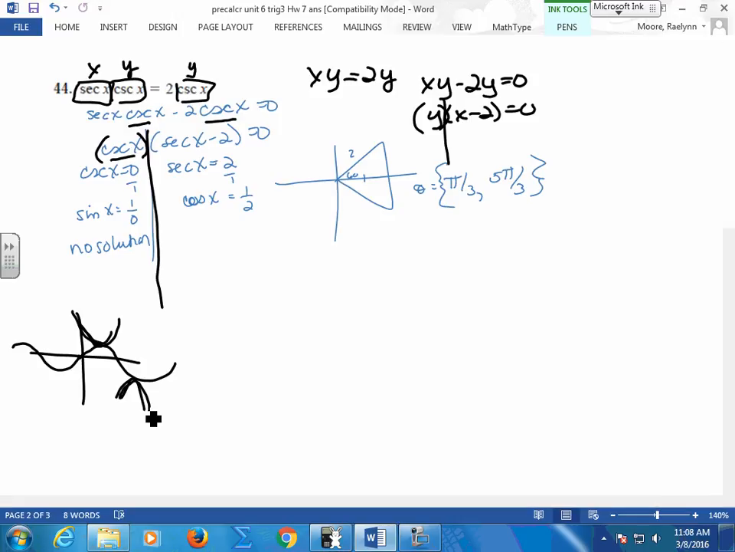Cosine is positive in 1 and 4. Cosine uses x's. Use the fact that your x-axis is positive between 1 and 4. And that'll give you your two triangles that you need.